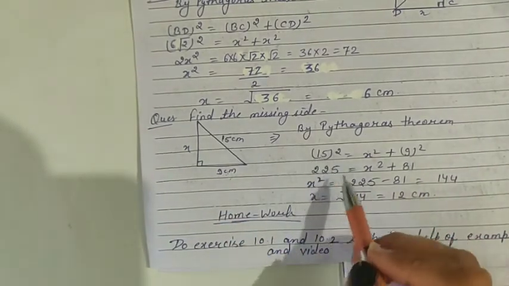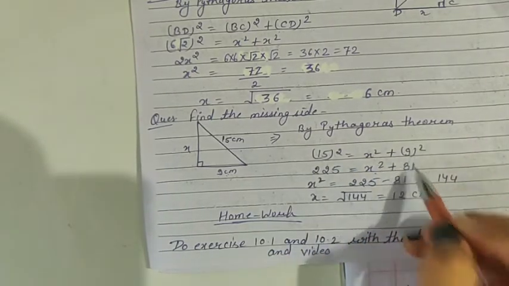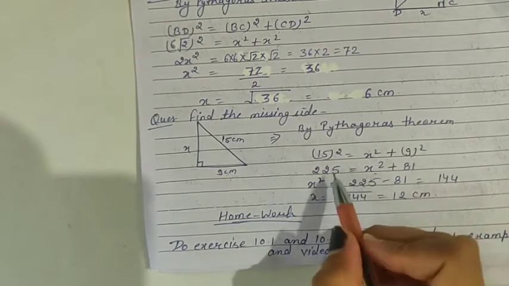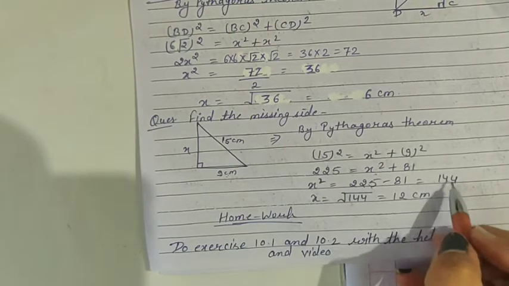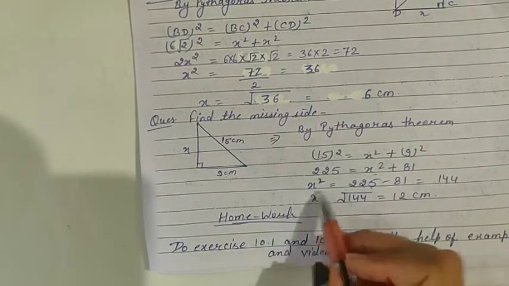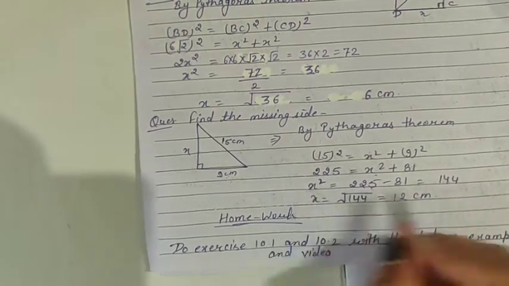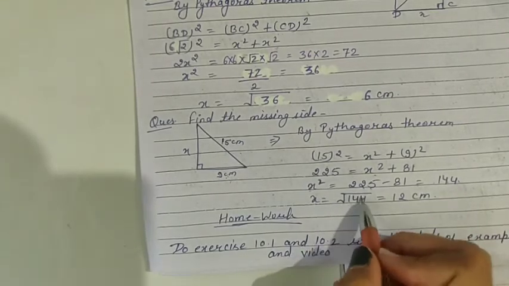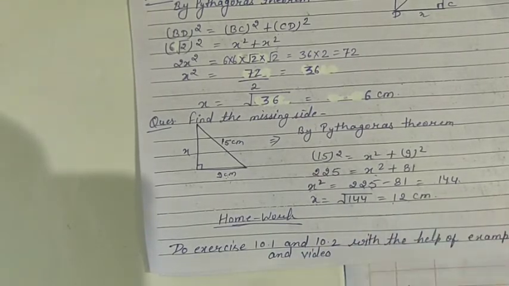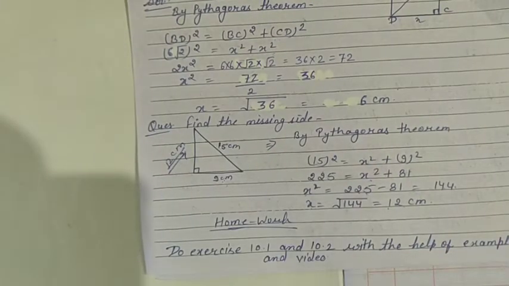Okay. So the square of 15 is 225, which is equal to x square plus 81. So x square is equal to 225 minus 81, and that is equal to 144. x square is equal to 144. Now I am taking the square root of both sides. The square root of x square is x and the square root of 144 is equal to 12 centimeter. So this side is equal to 12 centimeter. We found this side by Pythagoras theorem.